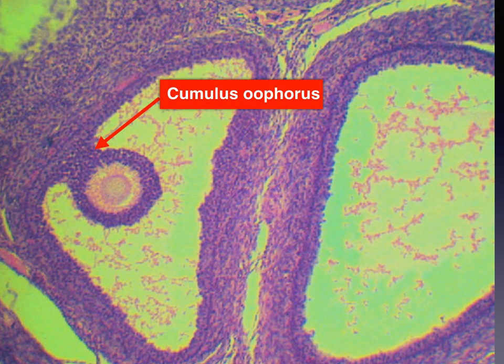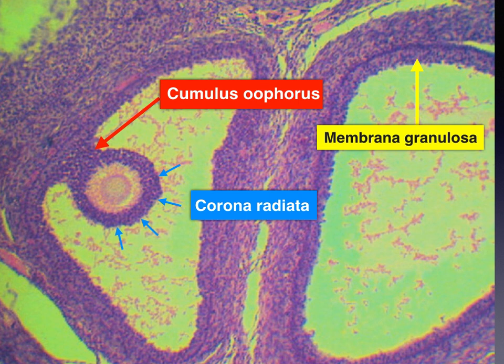You can see that the oocyte is attached to the wall by the cumulus oophorus, and also the collective lining of granulosa cells, collective mass of cells, we call the corona radiata. And also the presence of membrana granulosa pointed by the yellow arrow, importance of which is responsible for the production of our hormones, the estrogen and the progesterone.